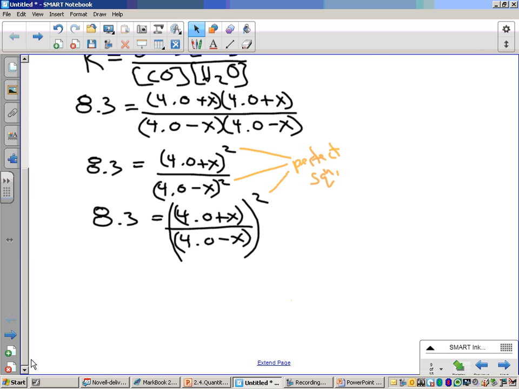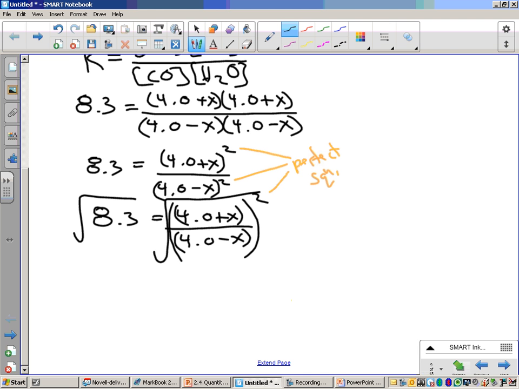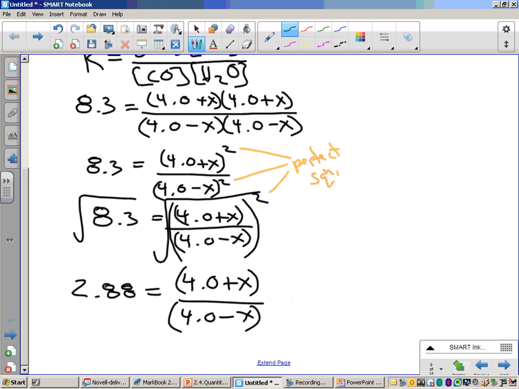Okay, let's do the math now. Square root. If someone could give me the square root of 8.3 to 3 significant digits, so that I keep an extra digit and can round back to where I came from. Jess, what do you got? 2.88 equals (4.0 plus X) over (4.0 minus X). I'm going to bring that bottom bracket to the other side and multiply the 2.88 through. Then I'm going to redistribute and solve for x.